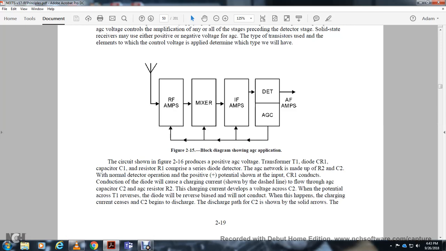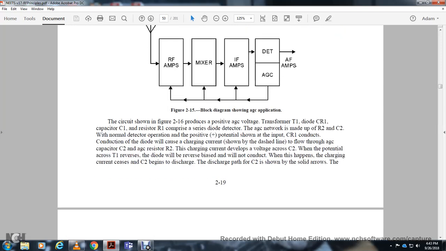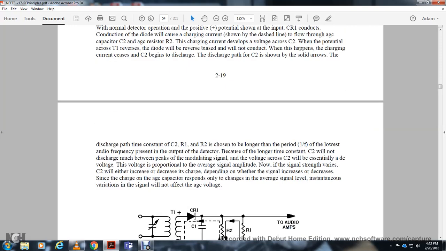With the conduction of the diode, the charging current flows, shown by the dashed line, through the automatic gain control capacitor 2 and the automatic gain control resistor 2. Charging of the current develops a voltage across capacitor 2. When the potential across transformer 1 reverses the diode, the reverse bias means it will not conduct, and during this half of the cycle capacitor 2 begins to discharge. The discharge path of the capacitor is through resistor 1 and resistor 2, and the time constant is over them.